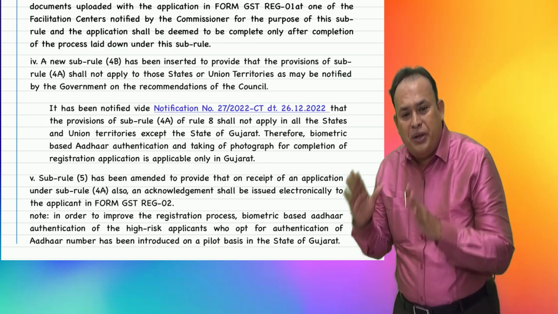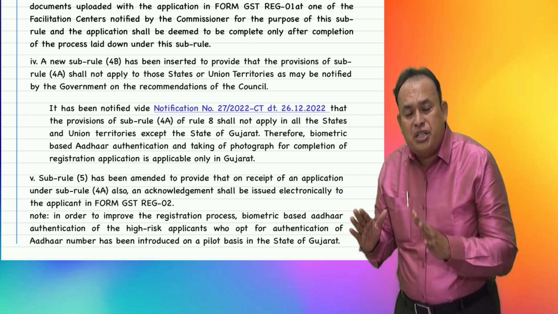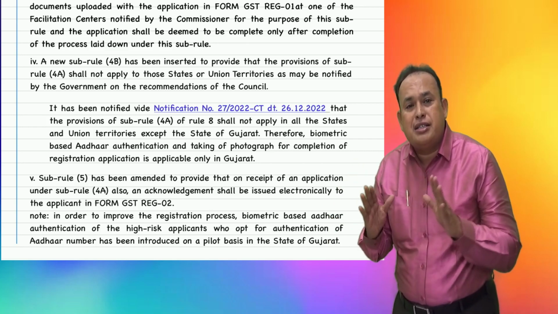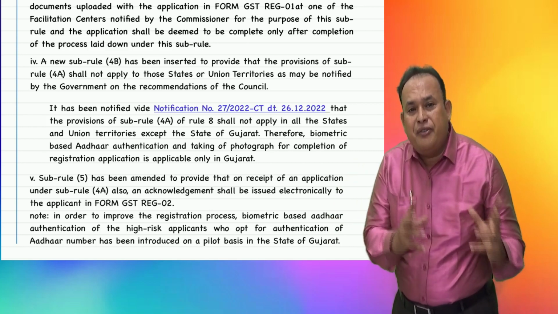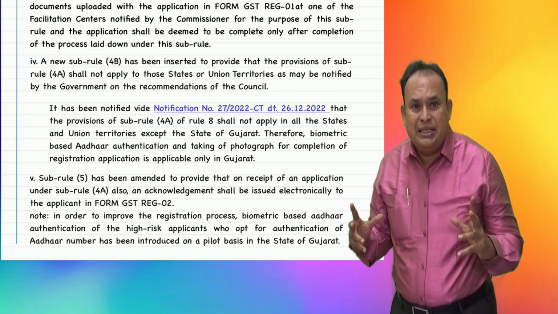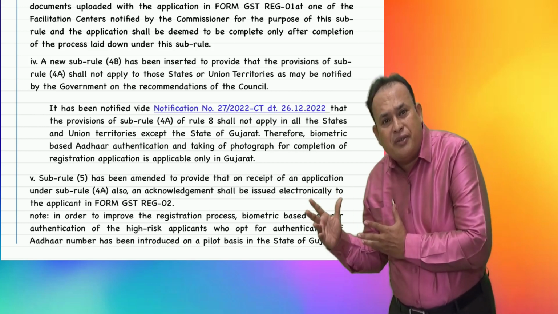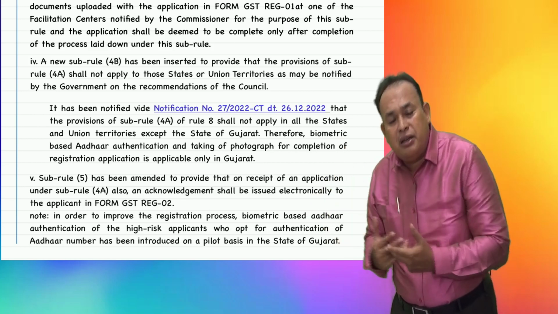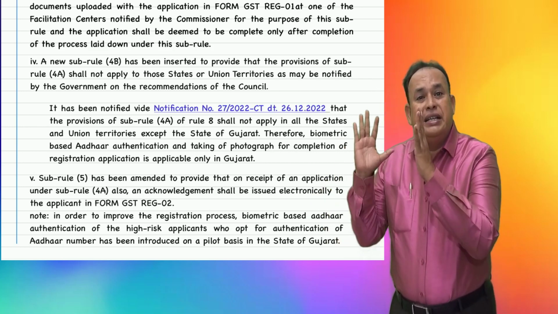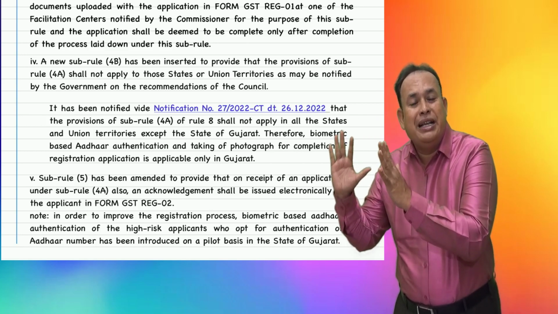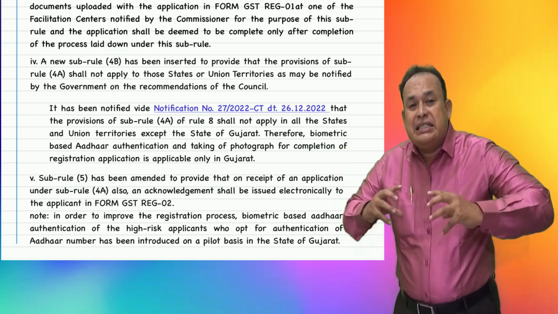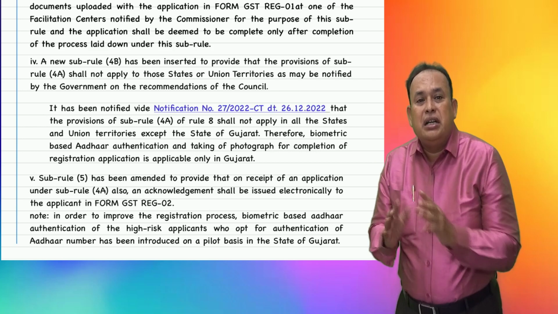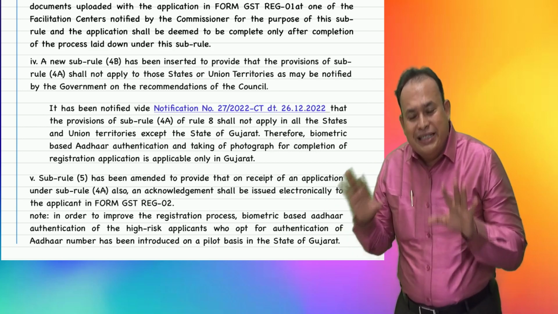It has been notified that this provision of data analysis and risk parameters for identifying risky applicants, going to their premises, physically verifying, asking for information, filing documents, verifying and ensuring he is deemed fit to get a certificate of registration, is not applicable to all the states except those notified.